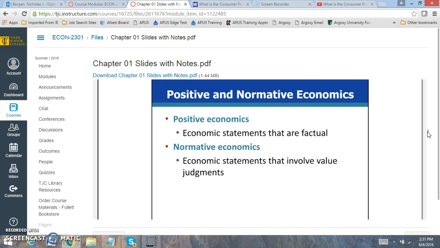We make two types of statements in economics. We make both positive statements and normative statements. Positive statements are facts, whereas normative statements are opinions. And when we look at these statements, you notice that we're focusing on both our factual statements and our statements that are opinions. So these are some of the concepts that we're going to be focusing on.